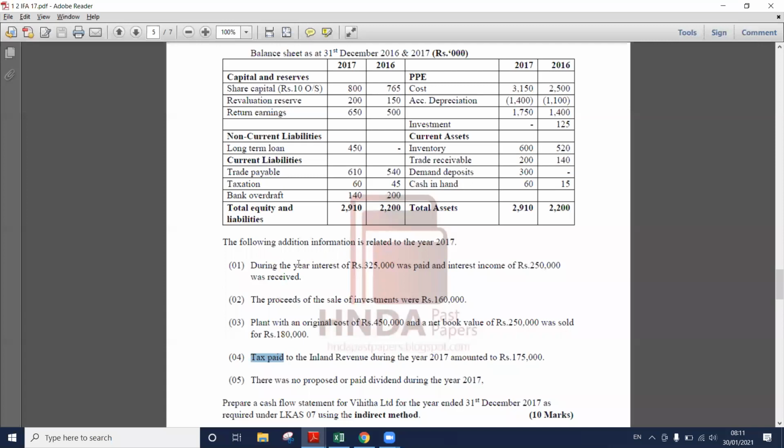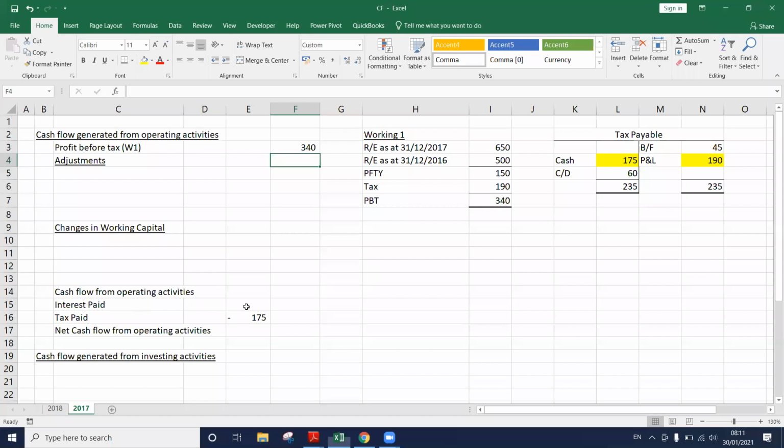Then see additional information number 1. During the year, interest of 325 was paid and interest income of 250 was received. The interest amount which we have paid is 325. Right? The interest amount we have paid is 325.